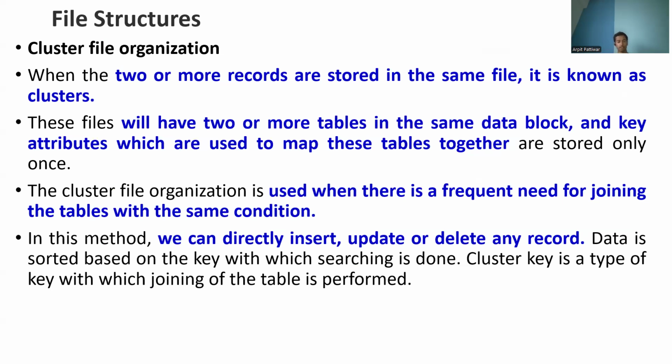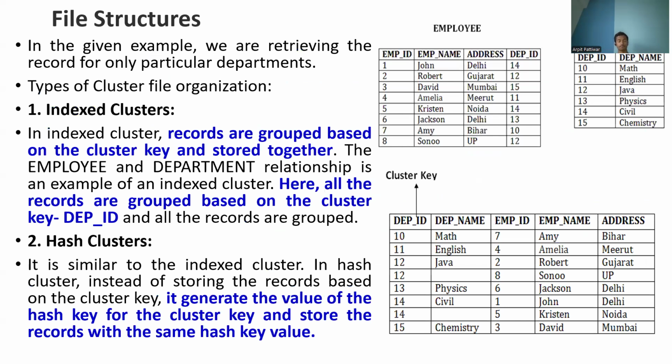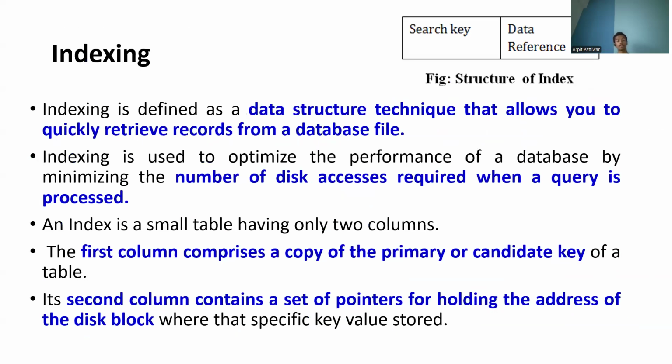Data is sorted based on the key with which searching is done. Cluster key is the type of key with which the lineage of the table is pulled. File structures: types of cluster file organization are index clusters and hash clusters.